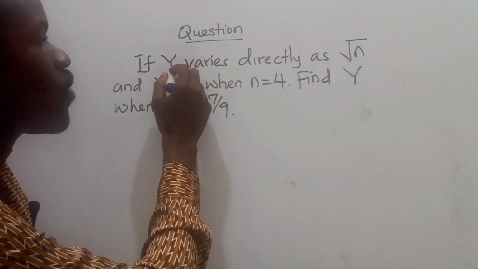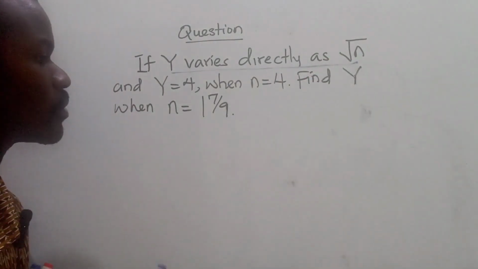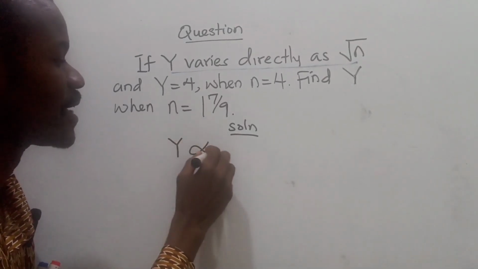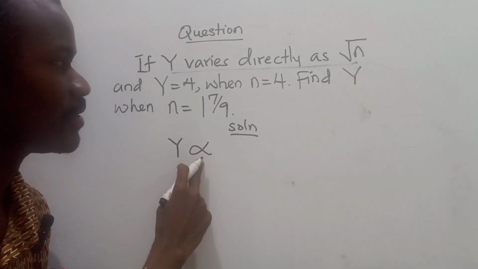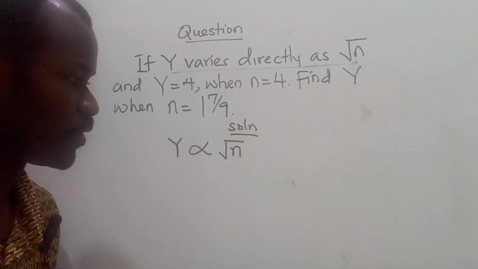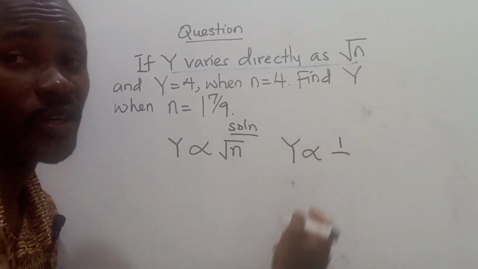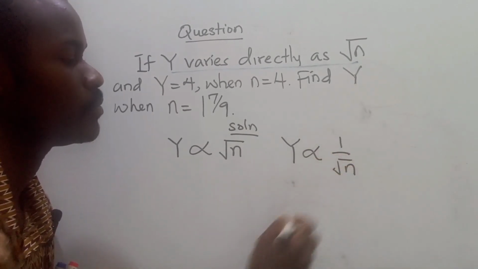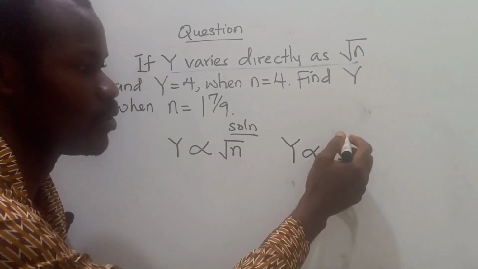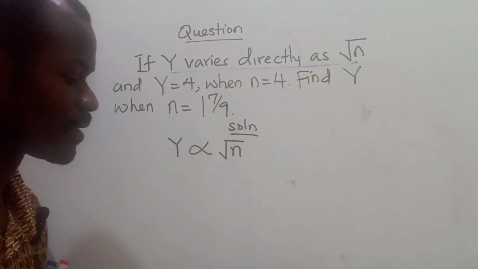So the question says y varies directly as the square root of n. Let's represent that statement. I have y, this is the sign of proportionality, varies directly as the square root of n. If it were to be inverse, you would put the inverse of the square root of n. But this is direct variation, not inverse. Whenever you have inverse, you have to put 1 over. So this is our first step.